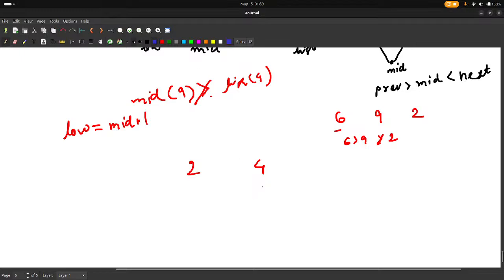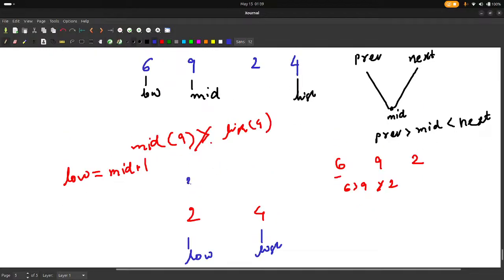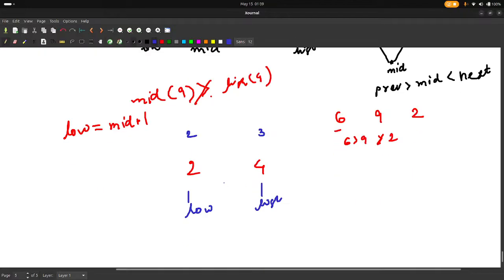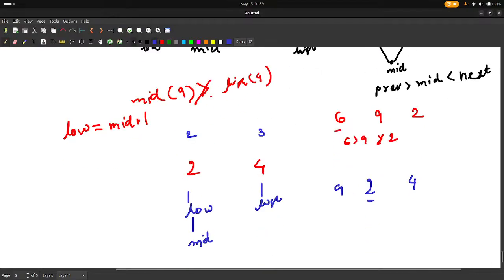This is my high and this is my low. So this is 0, 1, 2, 3, 2 and 3. So mid should lie here. Now let me calculate. Okay, 2 and 4, here my mid is here. So when my mid is here, I have to calculate at 9.